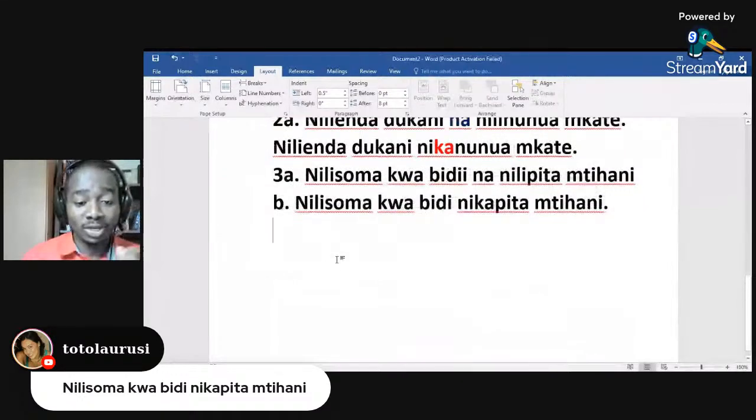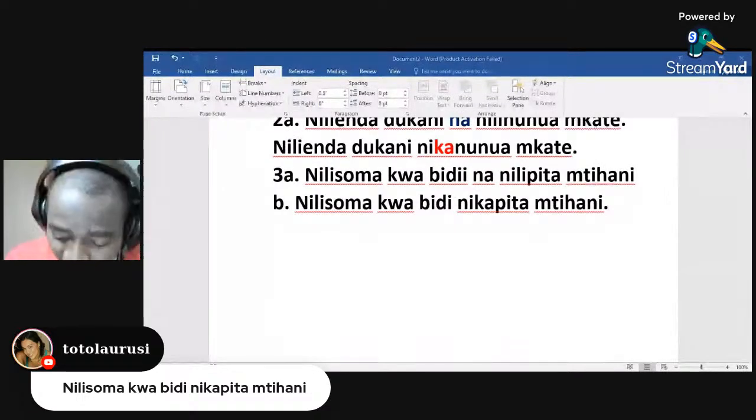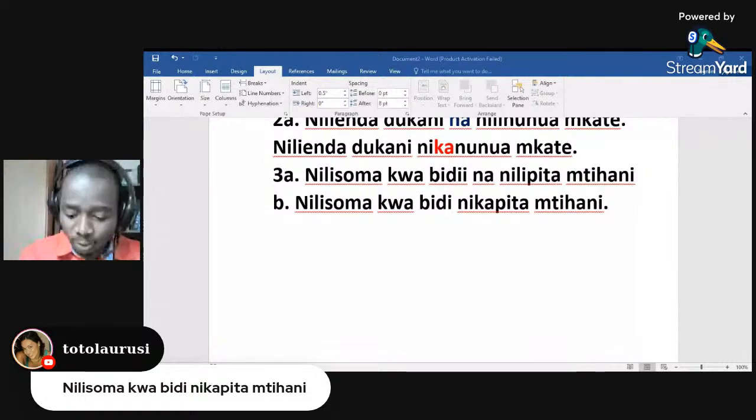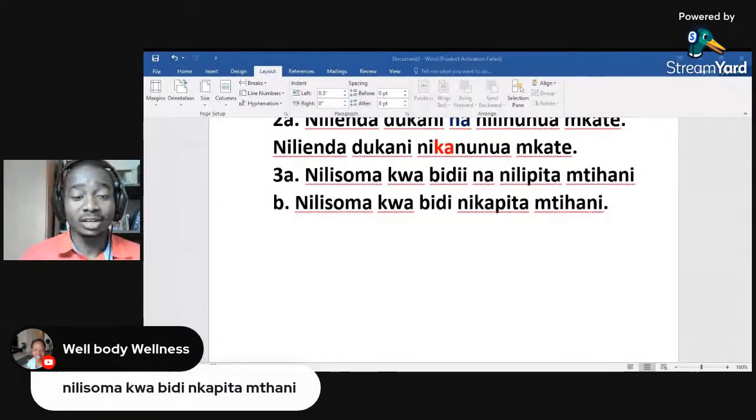Nambari ya 4. Nilisoma kwa bidii. So let me see if there is another option there. Nilisoma kwa bidii nikapita mtihani. Sawa. Nilisoma kwa bidii nikapita mtihani. Vizuri sana. Okay. Nilisoma. Let me write another example here.